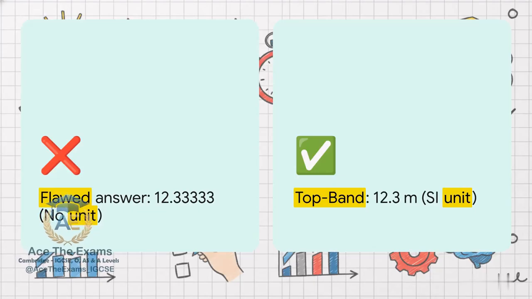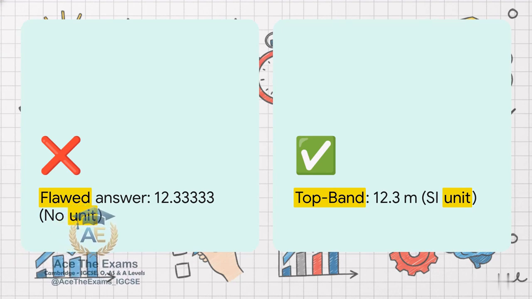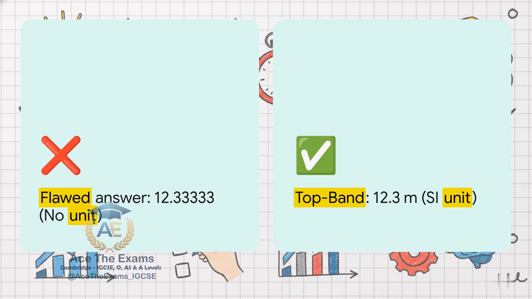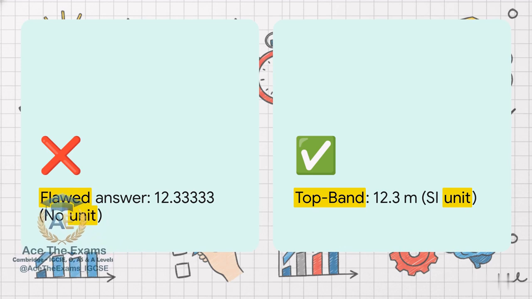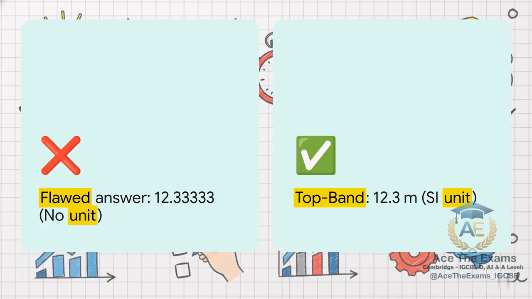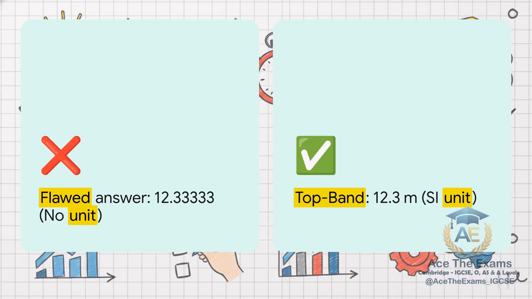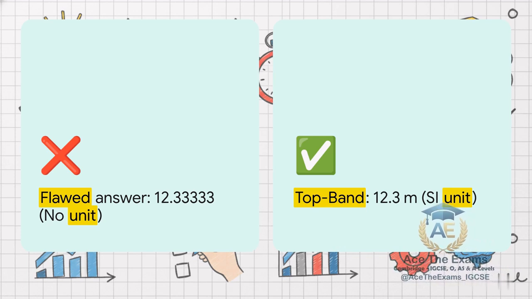Let's actually see this in action with a quick comparison. On the left, we've got a seriously flawed answer. The student's calculator spit out 12.33333, and they just wrote the whole thing down. No unit, totally unrealistic precision. Why is it unrealistic? Because the calculator has absolutely no idea that the distance was measured with a standard school meter rule, which only has millimeter precision. That gets 0 marks for the final output. Now on the right, look at the top-end answer. It filters the raw math through reality, 12.3 meters. It has the correct significant figures reflecting the actual measuring instrument and the proper SI unit. So that's your first quick win. Never, ever write down exactly what your calculator says without filtering it through reality first.